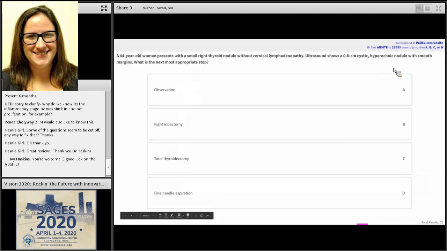Okay, a 44-year-old woman presents with a small right thyroid nodule without cervical lymphadenopathy. Ultrasound shows a 0.8 centimeter cystic hyperechoic nodule with smooth margins. What is the next most appropriate step? A, observation, B, right lobectomy, C, total thyroidectomy, or D, fine needle aspiration.